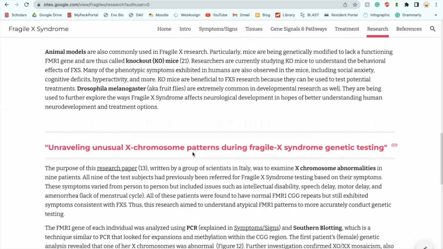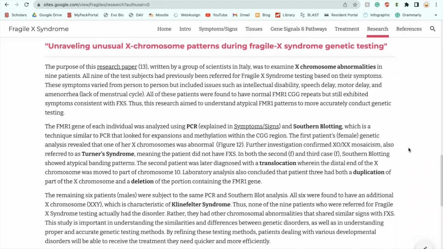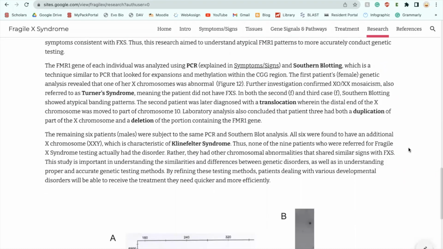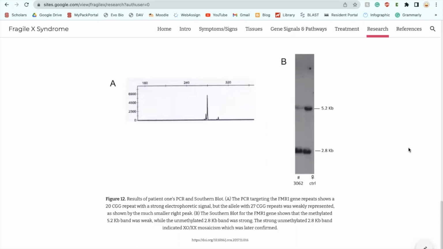And then lastly, we have the research paper that I read. I pretty much just summarized the whole paper and talked about the different methods and conclusions that they came to. And then this last diagram here shows the results of one of the case studies that they focused on.